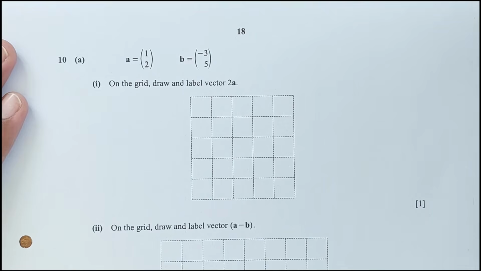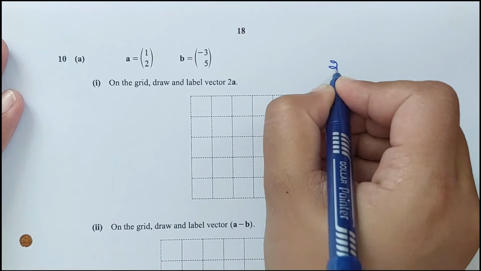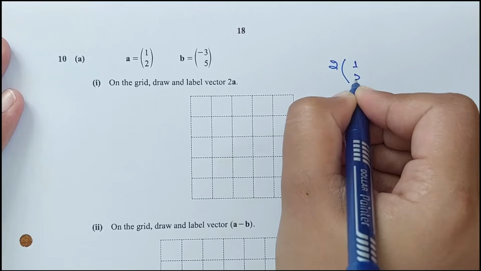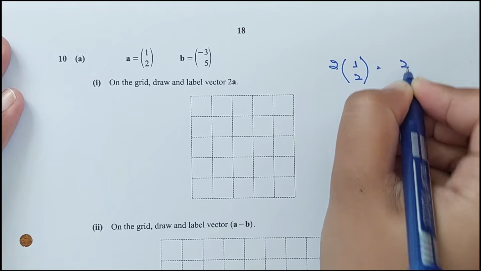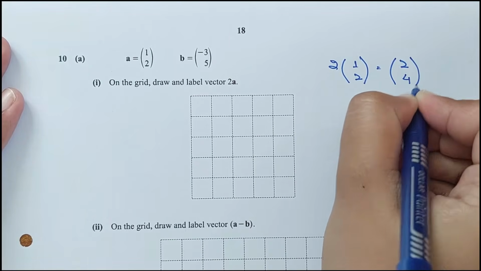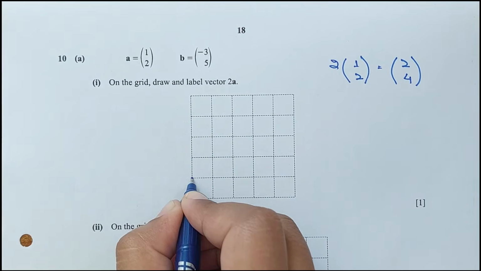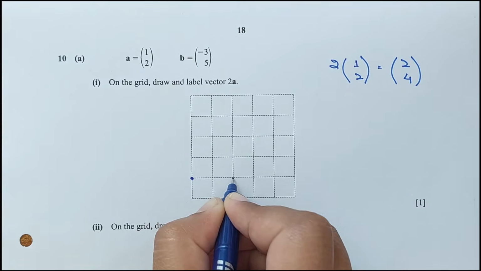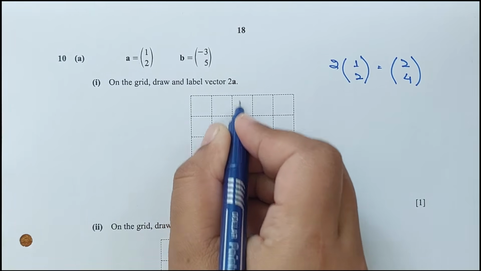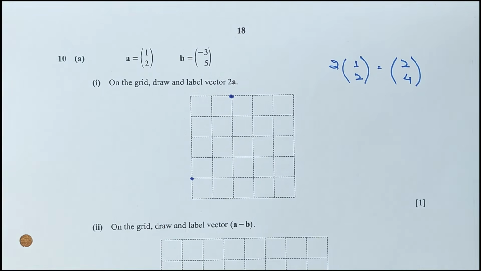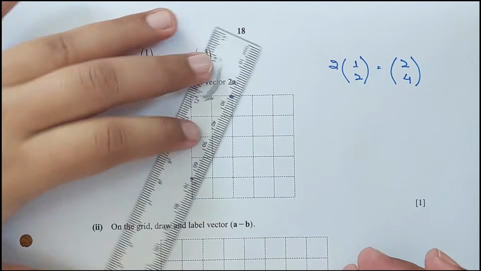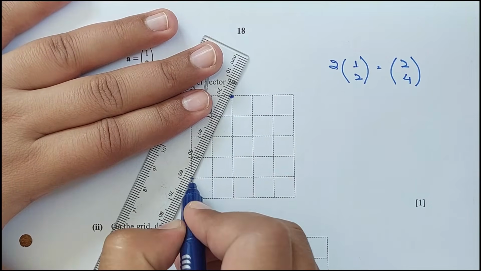Question number 10, part A, we have a vector A and a vector B. Number 1, on the grid, draw and label vector 2A. So 2 times A, which is 1, 2, is 2 and 4. Okay, so we have to take the point starting from here, 2 units to the right and 4 up. 1, 2, 3, 4. Okay, this vector is 2A.